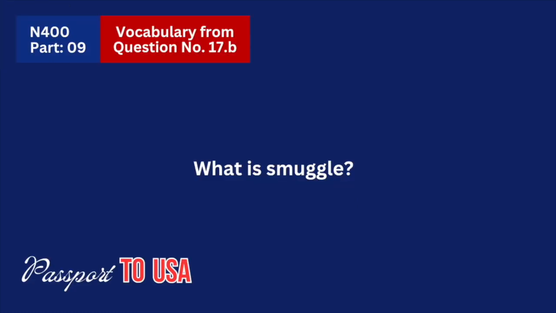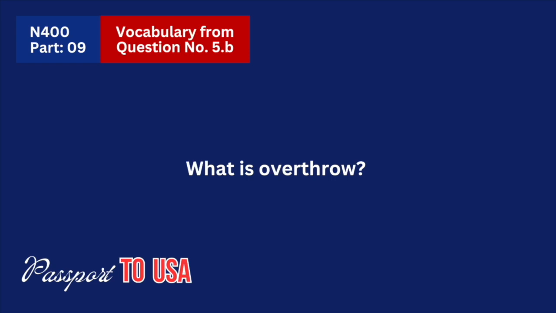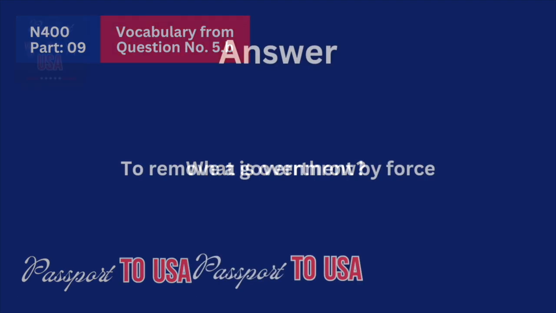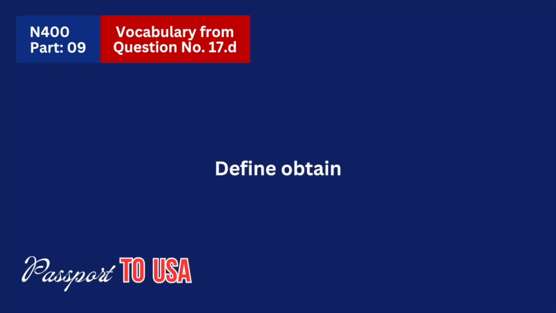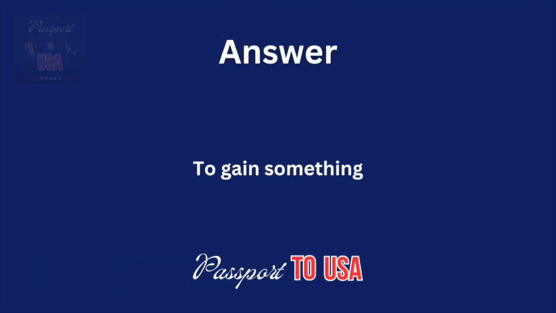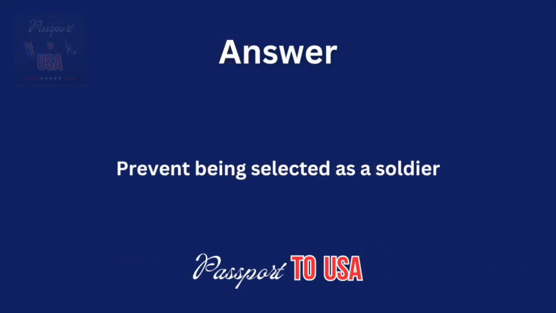What is smuggle? Bring something illegally into the country. What is overthrow? To remove a government by force. Define, obtain. To gain something. Define, avoid being drafted. Prevent being selected as a soldier.